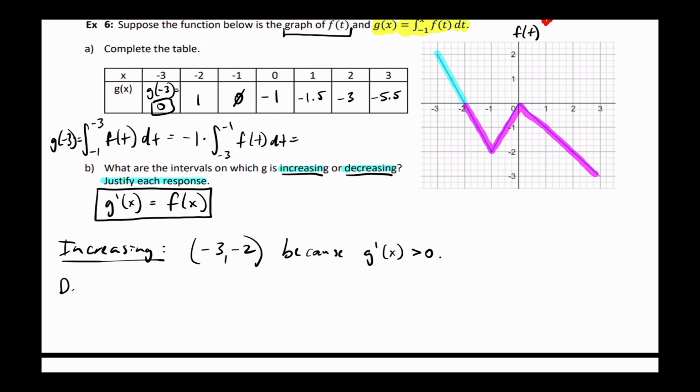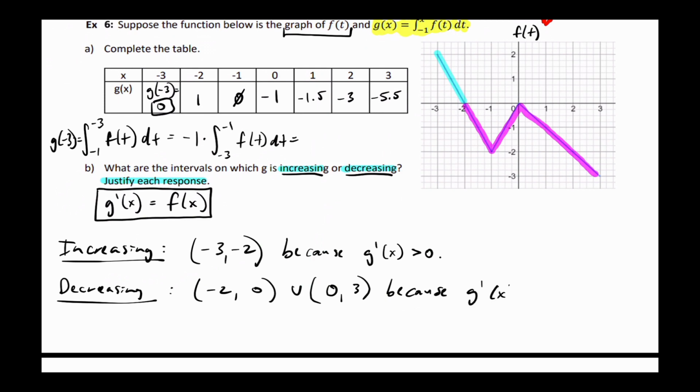Decreasing. Well, from -2 to 0, at 0, it's 0. So it's not technically negative, it's 0. Or 0 to 3. Because G prime is negative. Okay.